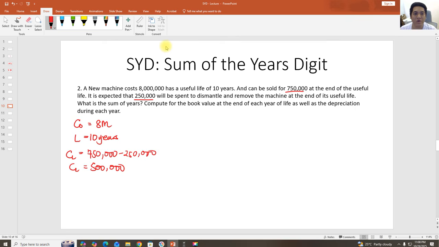Okay? So, what is the sum of the years? First, the sum of the years would be computed as our formula. We have L times L plus 1 all over 2. So, we have 10 times 10 plus 1 all over 2. So, that's 10 times 11, that's over 2. That is 110 all over 2. That's 55. So, that is our sum of the years.